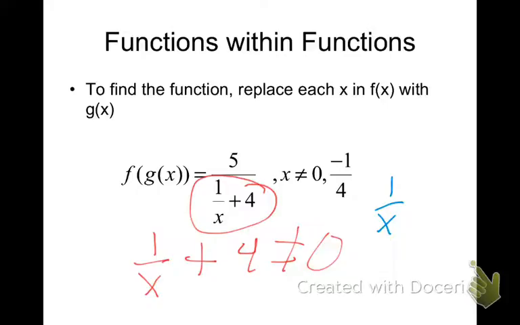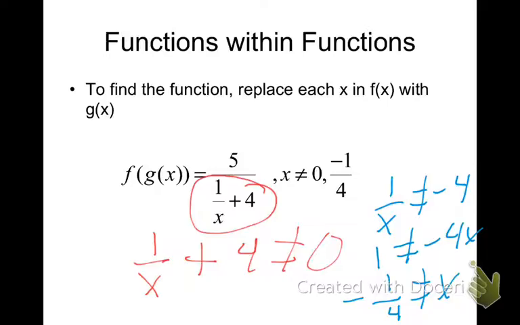1 over x cannot be negative 4. Now multiply both sides by x. 1 is not equal to negative 4x because we're excluding it. And then divide by negative 4. Negative 1/4 is not equal to x. That's the other way you can do it. You can wait till the end. Exclude the domain restrictions that come from your inner function and then wait till the end and look for more. That might be easier for you to conceptualize.